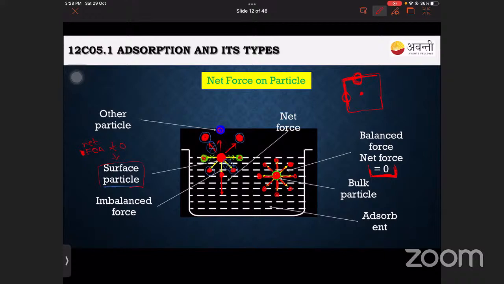Understood? Now, because of this difference in force, the surface particles will adsorb the gas particles. Because of this difference in attraction, each adsorbent has different types of attractions with the adsorbate. Are you clear with the net force of attraction, and how it differs for a particle inside the bulk and for a particle at the surface of the bulk?